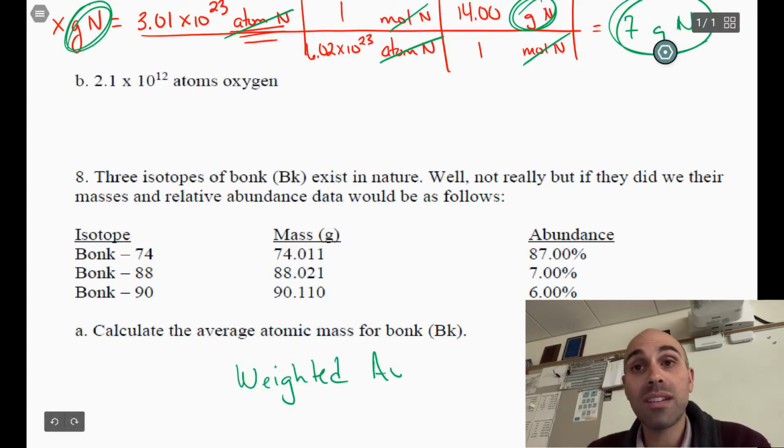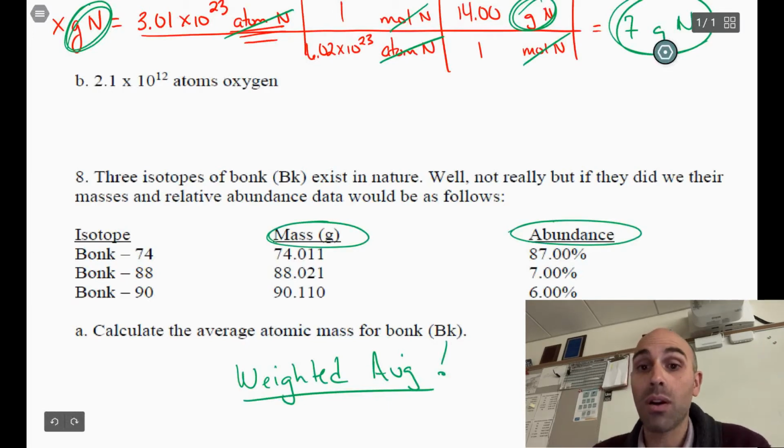The last question is simply just an isotope question. It's a weighted average question. Remember, the 2 pieces of information you need for weighted averages are the actual mass of each individual isotope, as well as the abundance. And the abundance has to be in decimal form when you do the calculation. So 87% becomes 0.87.